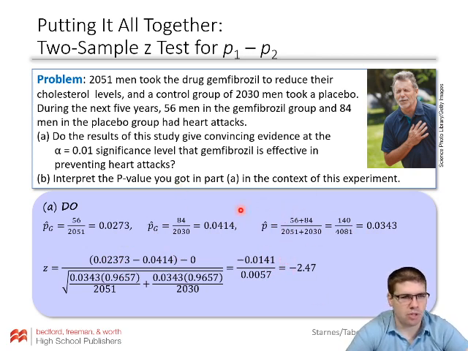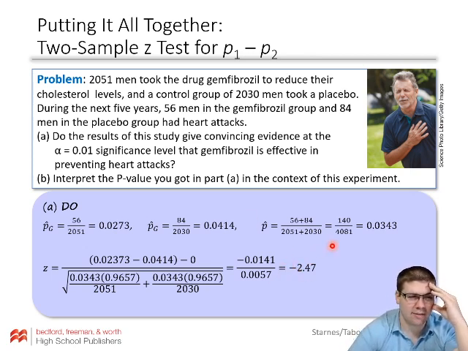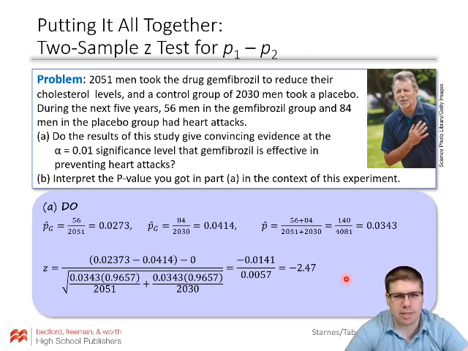We have our pooled proportion if we put them all together. The grand total of heart attacks was 140 out of 4,081, and that gave us our best estimate of what they're both equal to. Notice it's in between those two. It's the pooled proportion, and it's 0.0343. If we plug that into the denominator of our standard deviation formula, we get our expected variability, and then that's our z-score, negative 2.47. So our observed difference in proportions was 2.47 standard deviations below what we would expect if the proportions were the same, assuming the null hypothesis is true.